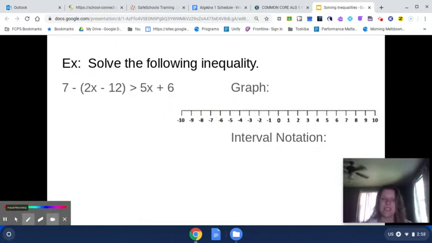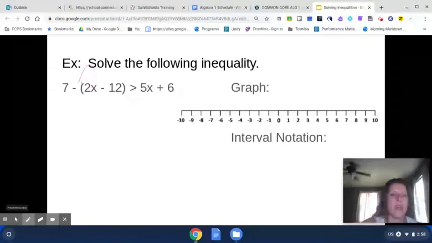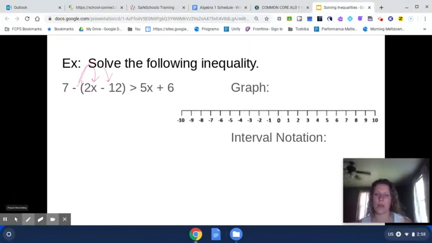Okay, the last example that we're going to go through together is 7 minus the quantity 2x minus 12 is greater than 5x plus 6. So taking a look at this one, in order to get rid of those parentheses, I need to distribute that negative through. So I can think about that as being a -1 that I'm distributing through. So -1 times the 2x and -1 times the -12.